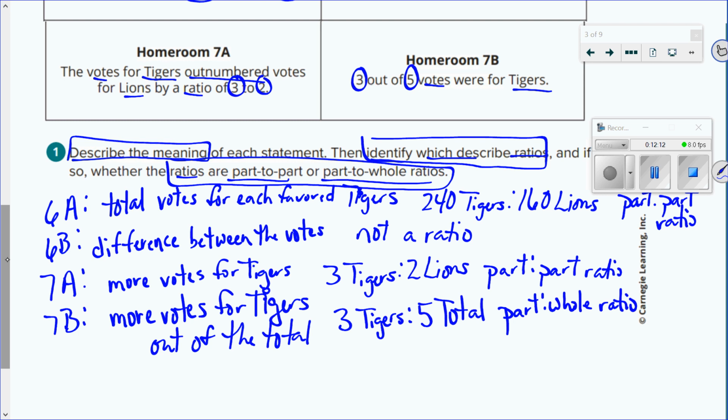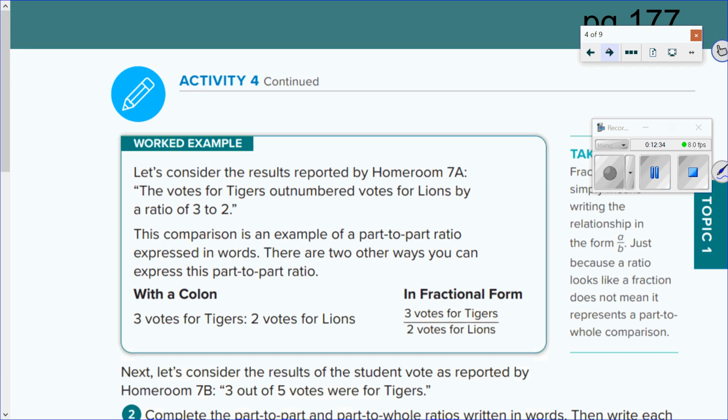Okay? Whenever I write a ratio, it is very critical that I include what it is that is being compared. Otherwise, I just have numbers that don't mean anything. For ratios to mean something, I have to know what it is I'm comparing. So that's really the whole emphasis on last lesson. Okay, let's look at the next page. We're on 177.